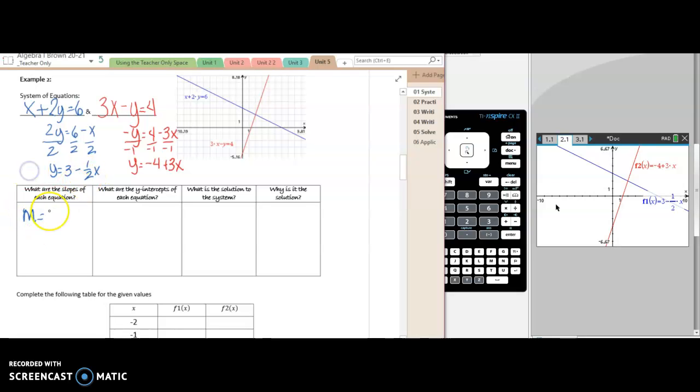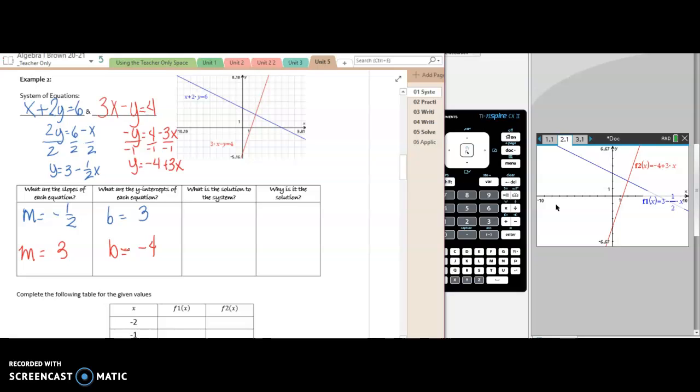Slope is negative 1/2, and the y-intercept is 3, right? Okay, now the second one, the slope is 3, right? And the y-intercept is negative 4.